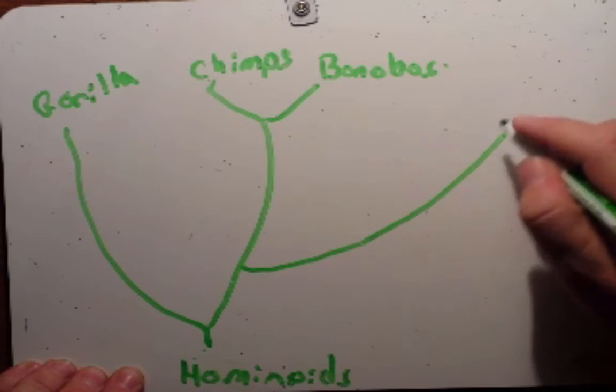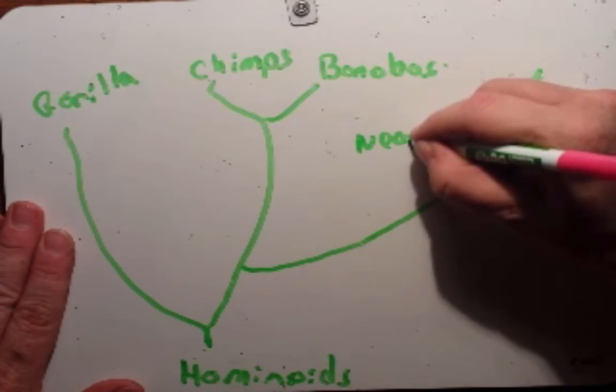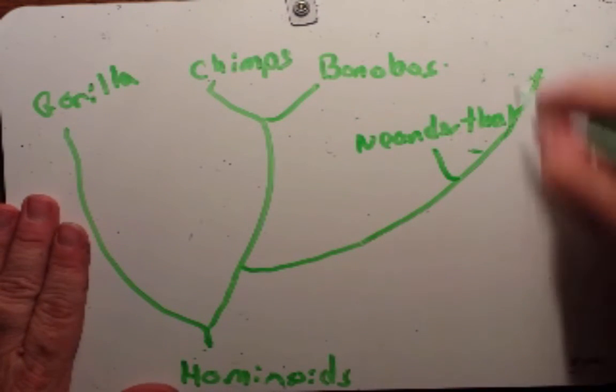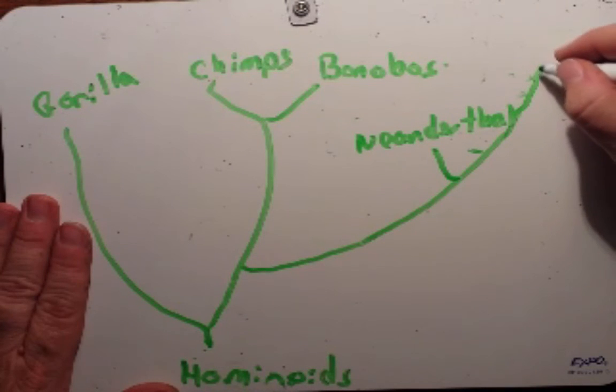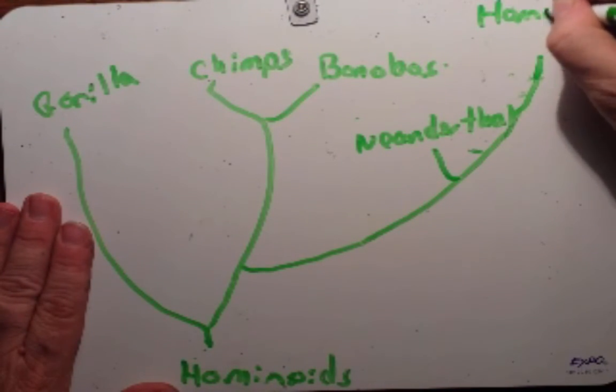And then we had a branch that came up here, and we had our Neanderthals come off here, and they coexisted with Cro-Magnon, and Cro-Magnon eventually was an ancestor to us. We end up with Homo sapiens.